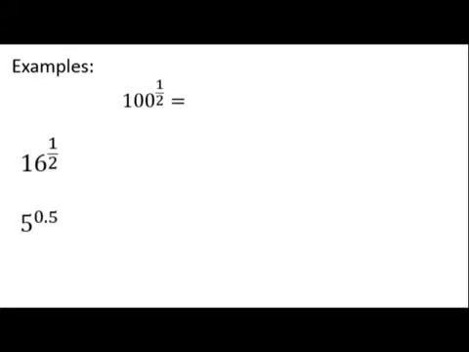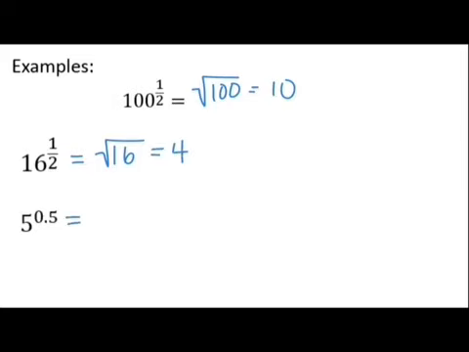So using what we know about fractional exponents, 100 to the power of 1/2 is the same thing as the square root of 100, which equals 10. So 16 to the power of 1/2 is the square root of 16, which is equivalent to 4. And finally, 5 to the power of 1/2 is the same thing as the square root of 5.